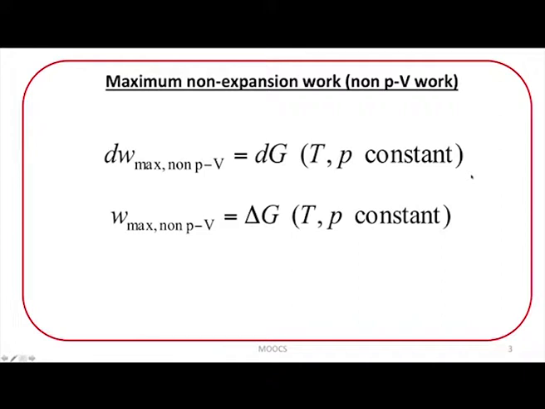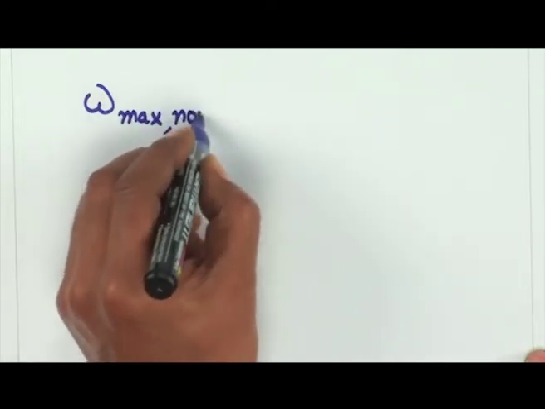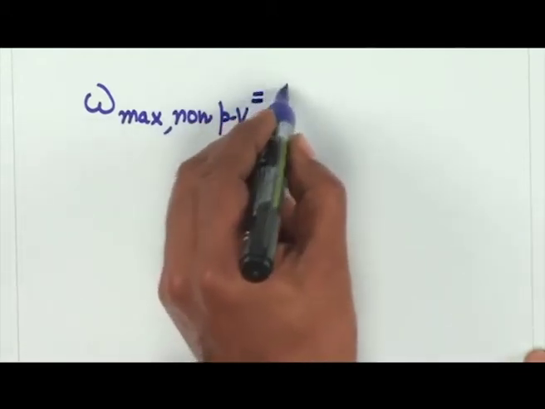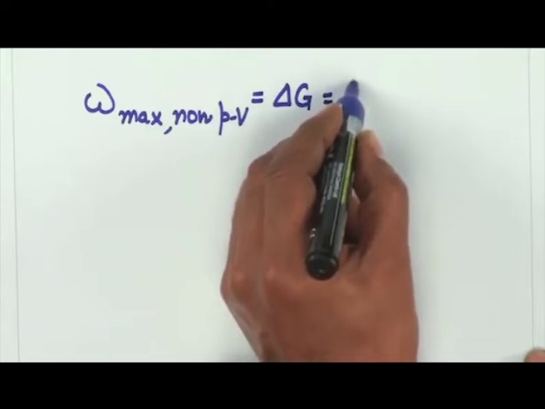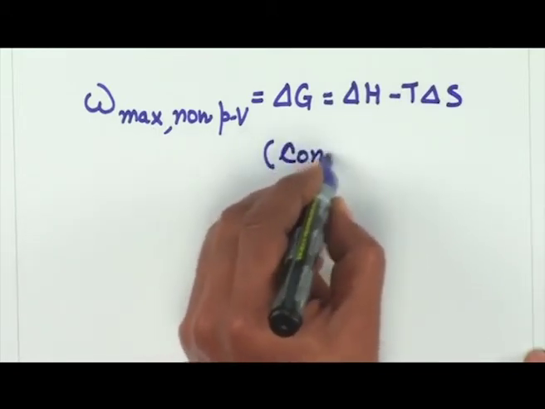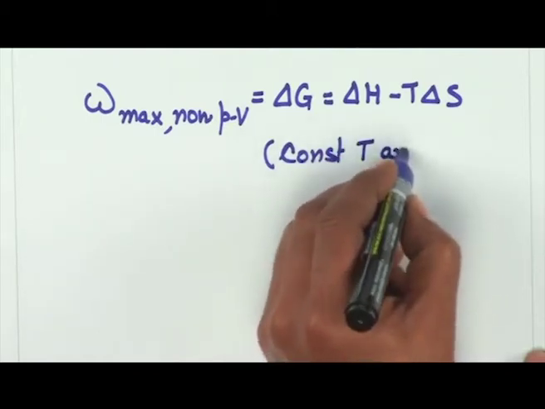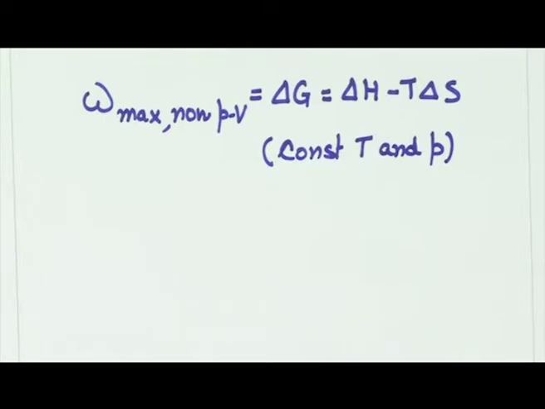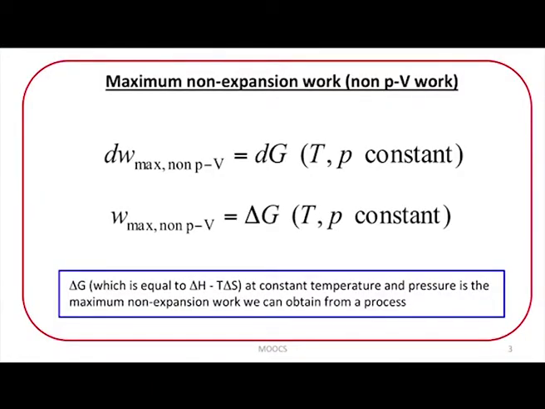And for a finite change, W max non-PV is equal to delta G at constant temperature and pressure, which is equal to delta H minus T delta S, and of course, our constraints still are there, constant temperature and pressure. And this is what we wanted to prove. So, let us take a look at this comment now. Delta G, which is equal to delta H minus T delta S at constant temperature and pressure, is the maximum non-expansion work we can obtain from a process.